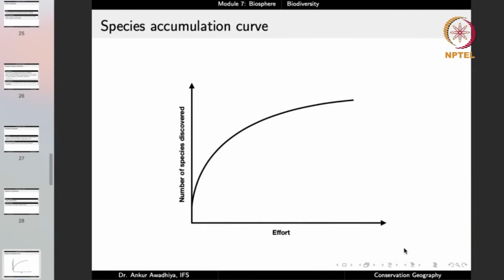On the x-axis you plot the effort. So in this case you will write the number of days. On the y-axis you will write the number of species. So first day you found 20 species, next day you only increase the count to 22, next day you increased it to 24, next day you increased it to 25, the next day you increased it to 26 and so on. Ultimately you will reach a stage where you are not finding any more species, and if you draw a line parallel to the x-axis, the point where it cuts here is the number of species that are there in this forest. So this is an estimate of the species richness.